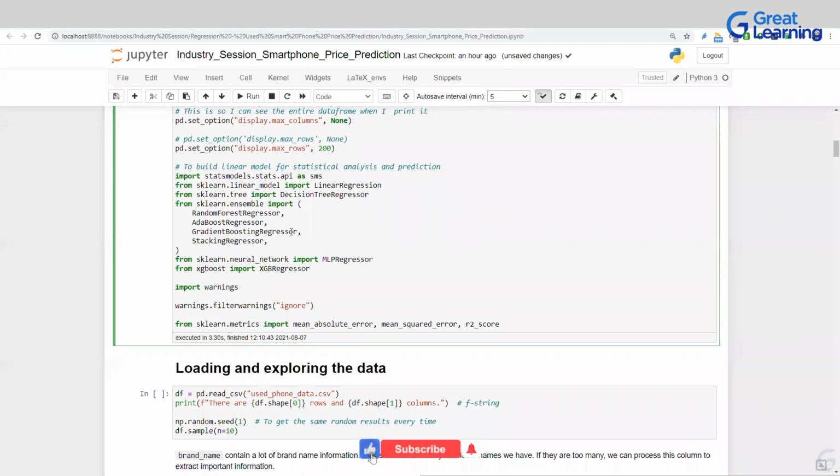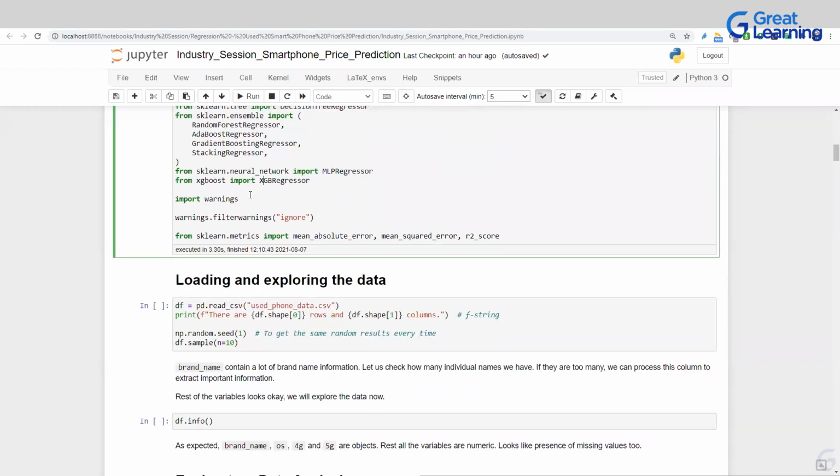But stacking is if I want to combine, let's say, a random forest with an AdaBoost with a gradient boosting. That's how a stacking regressor works. So we'll take a look at stacking as well, which is a combination of various models to see if one of the algorithms is not giving a result, can I combine all of them to get a good result or not? Then we are also going to look at neural network and XGBoost, which is based on boosting techniques.